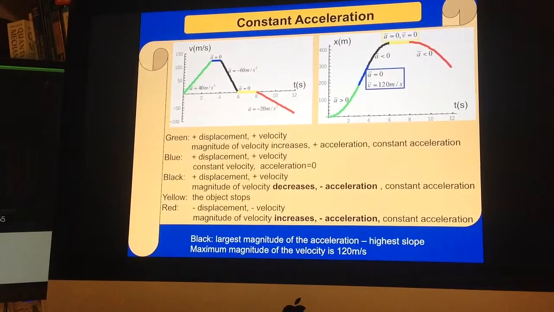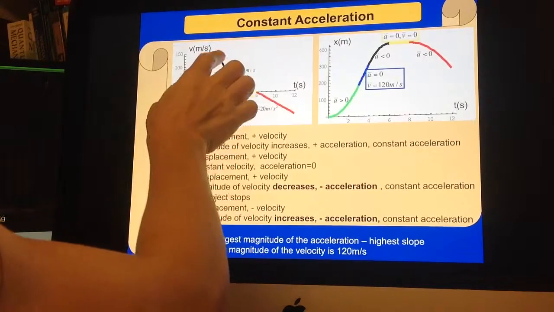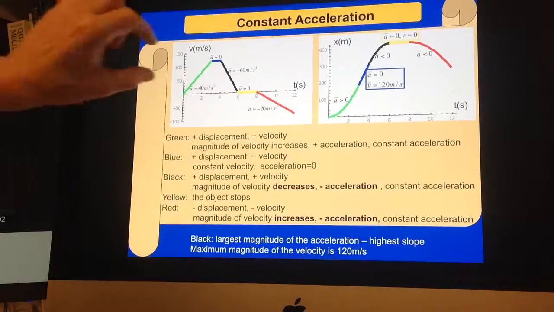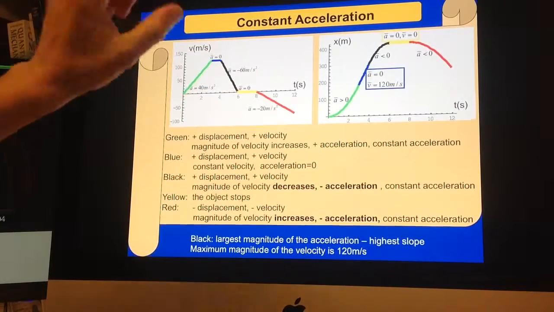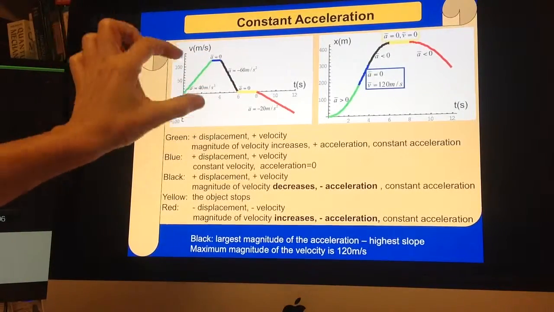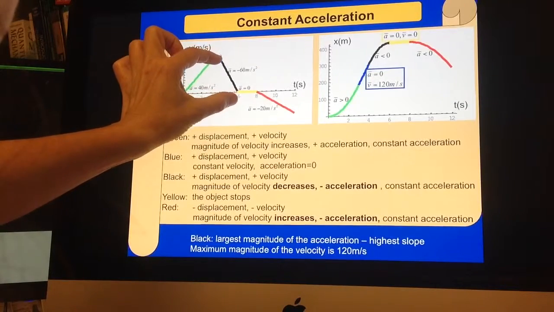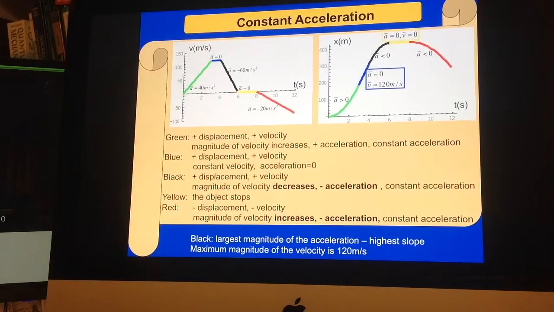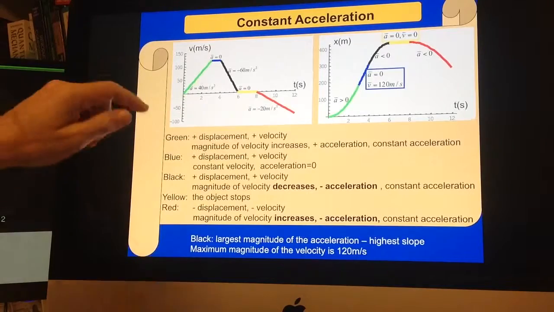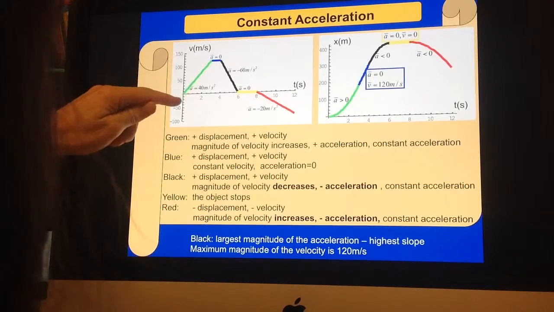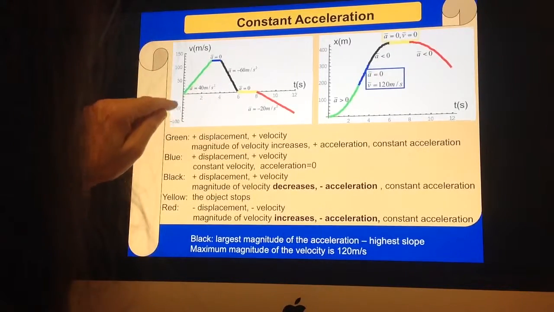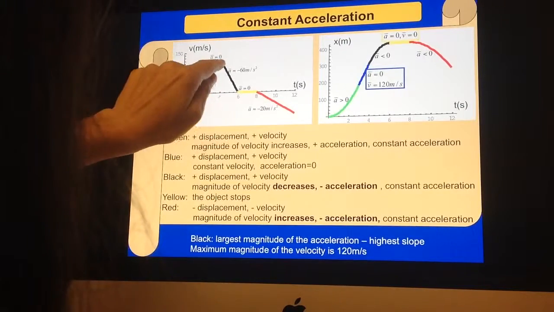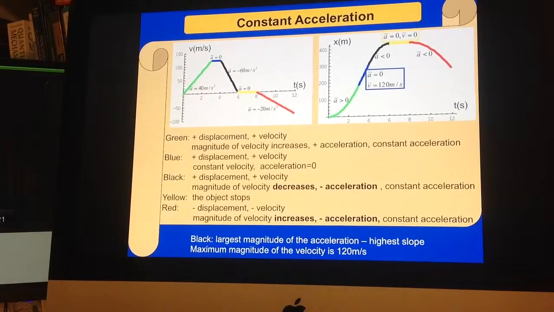What else can we say? Well, if I compare all of these different pieces, the black one gives us the largest magnitude of acceleration because this is the highest slope. And what is the maximum magnitude of the velocity? Well, I just have to go and see where I get the biggest number. And the biggest number is here, 120 meters per second. So that's it. That's the end of chapter 2.